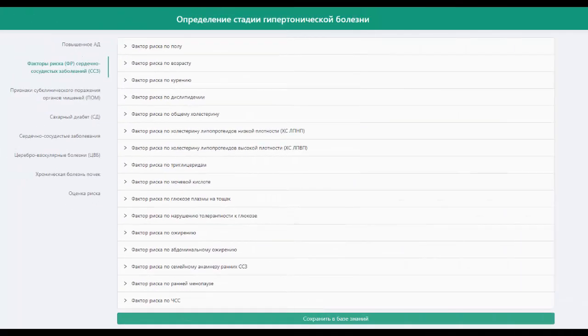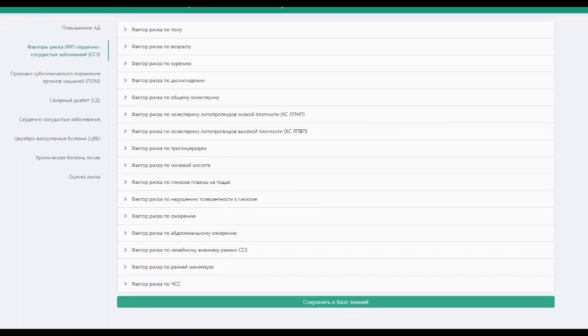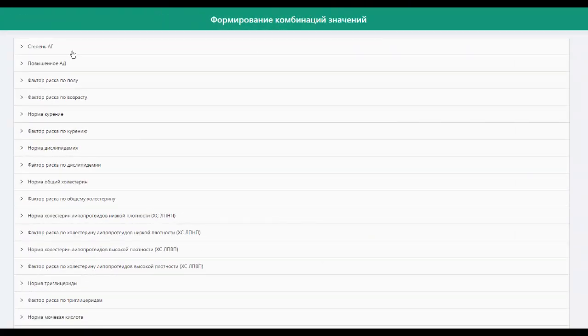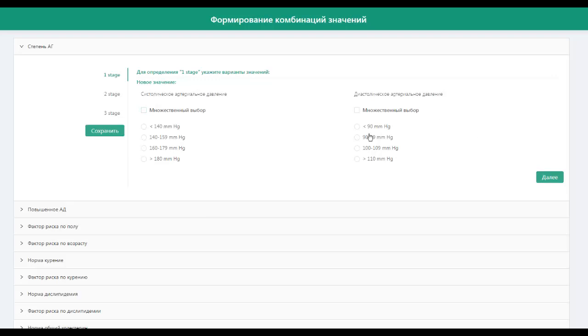At the next step, the expert forms combinations of characteristics that are used later to get the final conclusion about health status. To determine arterial hypertension stage, it is necessary to consider all possible combinations of systolic and diastolic blood pressure levels. For example, the first stage is characterized by the following combinations: systolic blood pressure on the level from 140 to 159, and two ranges of diastolic blood pressure, less than 90 and from 90 to 99.